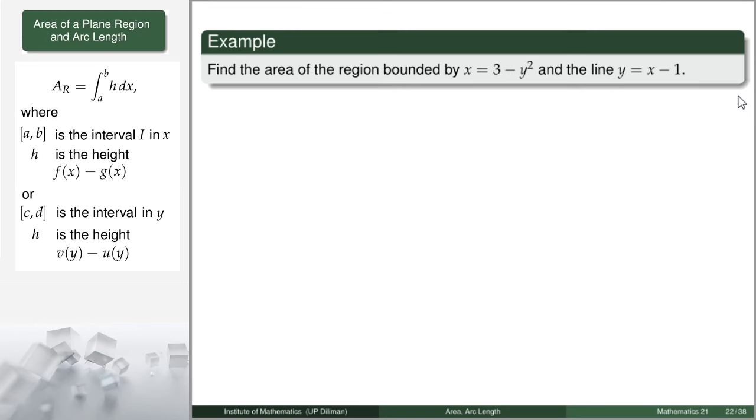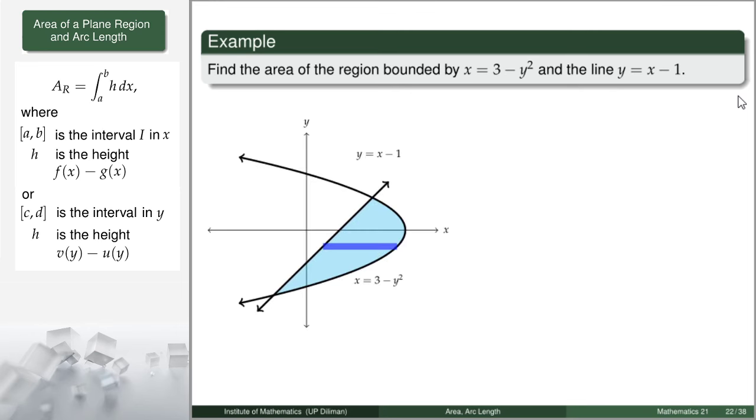Now, similar to what we had before, we need to know the interval [c, d] and the height h here. And for us to do that, we need to first draw the region. This will give us the limits that we will be needing, as well as the orientation, which is on the right and which is on the left. It is good to note that the drawing for this particular region is exactly the drawing that we had before, where x equal to 3 minus y squared is a parabola facing to the left, while y equal to x minus 1 is just a line slanting to the right.